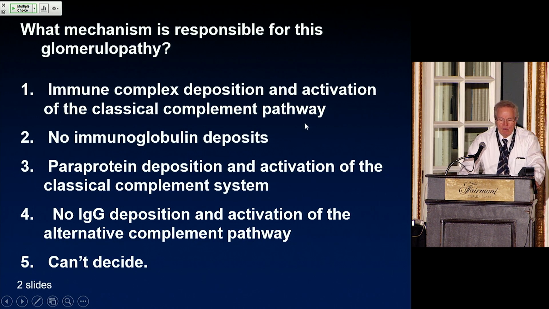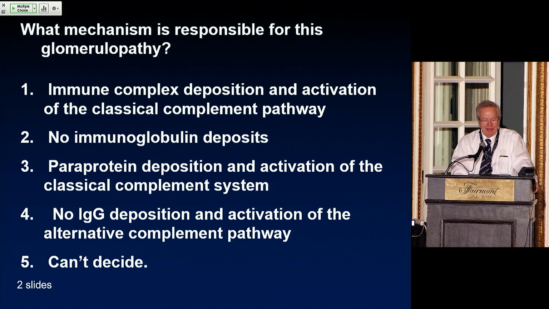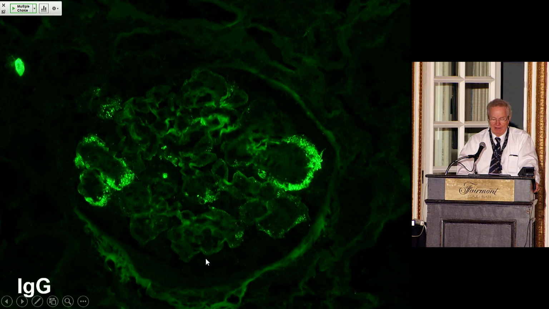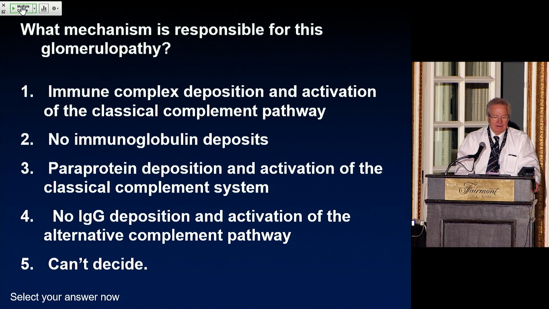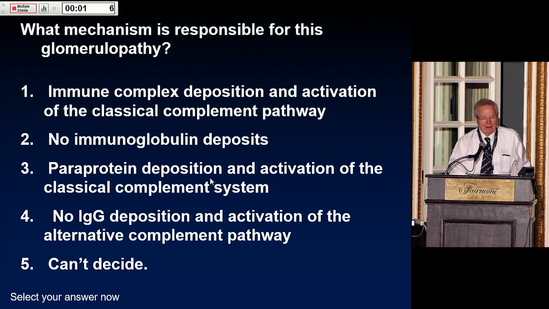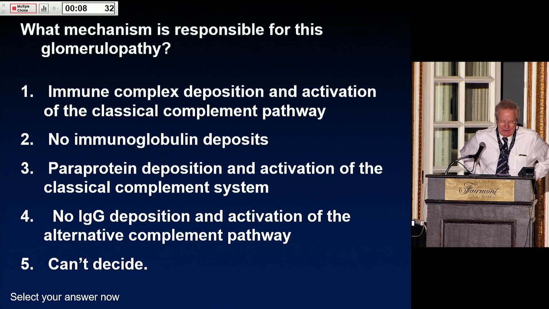So what mechanism is responsible for this pattern of injury? Is it immune complex deposition, activation of classical pathway, no immunoglobulin deposits, paraprotein deposition and activation of classical activation, no immunoglobulin, and can't decide. So I'm going to show you 2 slides to go with this question that will come up again. So this is the IgG finding in one glomerulus, and this is the C3 and the C1q finding on this glomerulus. And now you get to answer. What do you think is behind this pattern of injury with the immunofluorescence findings that I showed you?